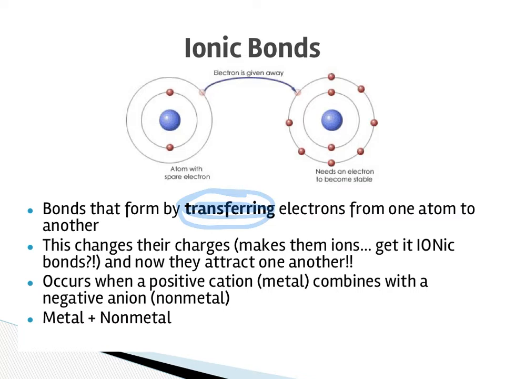Your positive cation generally comes from your metal, and your negative anion always comes from your nonmetal. So if I'm asking you what types of elements form an ionic bond, you are going to be telling me that it is a metal plus a nonmetal.